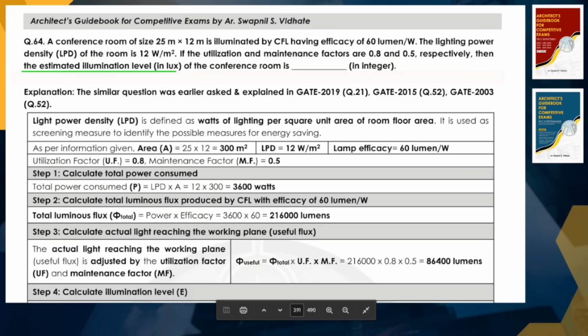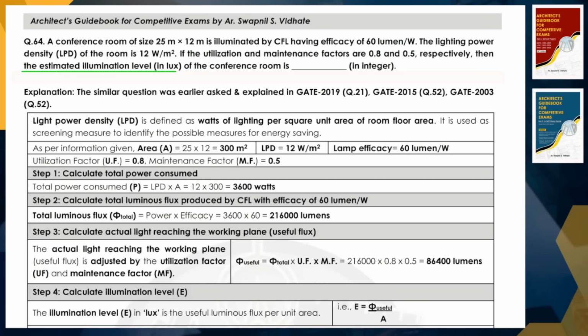So illumination level, what is the formula? The illumination level E in lux is the useful luminous flux per unit area, right? So here we have identified the lumens. We need to just divide this figure with the total area. You will get the illumination level E in lux, right? So by using the scientific calculator, we will divide 86400 by 300. You will get the answer as 288 lux, right?